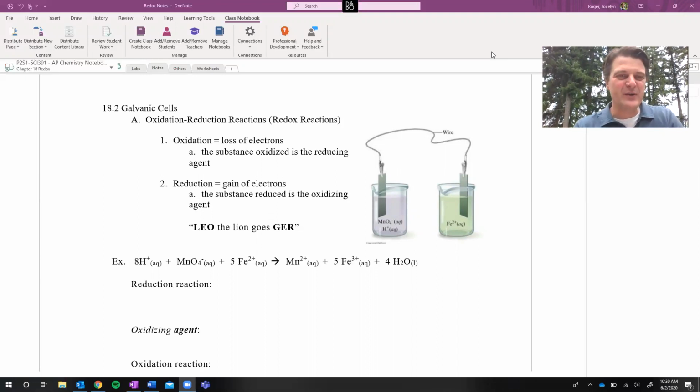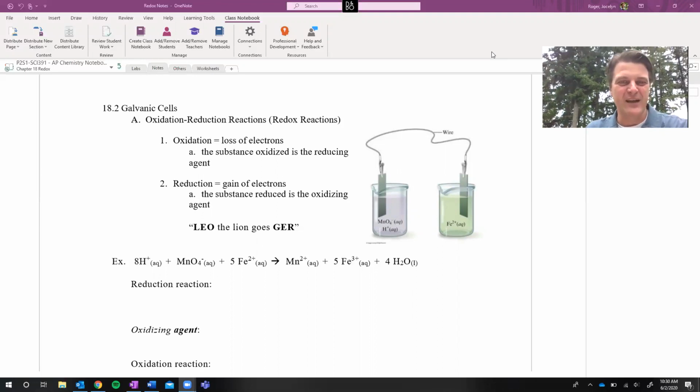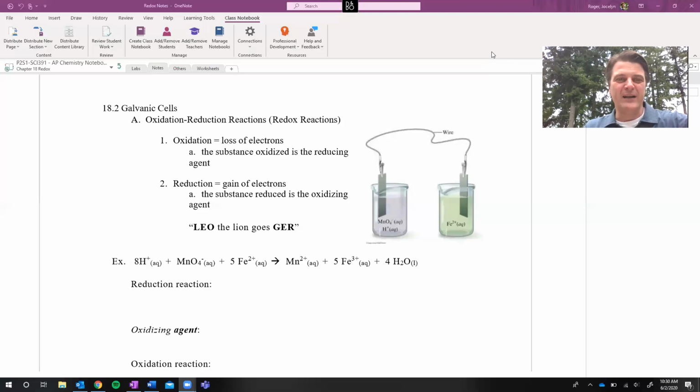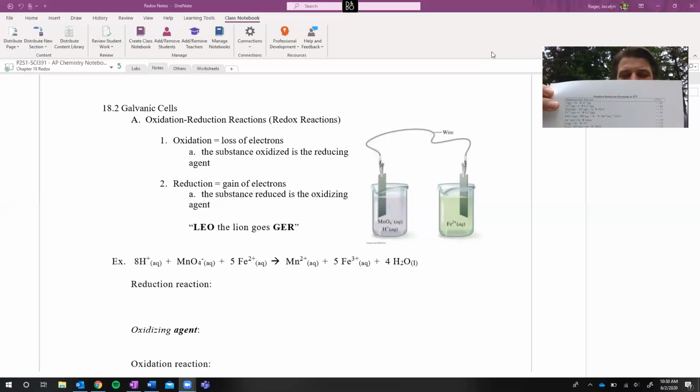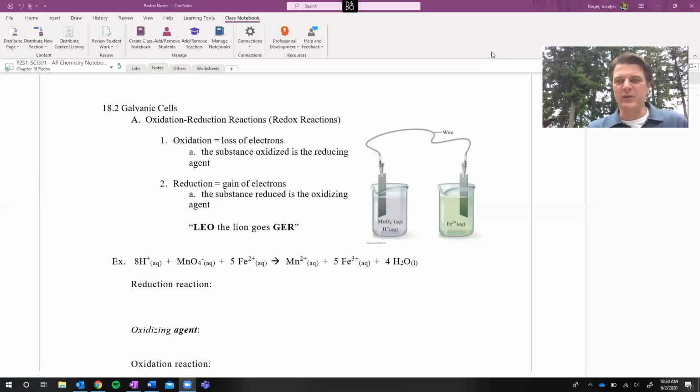As you see here on my share screen, I have your notes opened up, Chapter 18, section 18.2. I'm going to use this mostly for a review of what we've been talking about, and then we're going to jump into calculating the potential. So pause the video and open up your notes. The other thing you're going to need is this sheet right here, the standard reduction potentials, which is also available in your OneNote. You'll need both of those things. You might want to print out the standard reduction potentials so you don't have to flip back and forth.